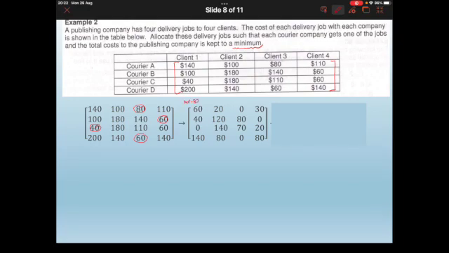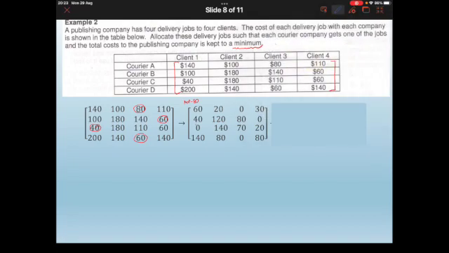100 minus 80 will give you 20, and so on and so forth. Now, take some time, think about what I have done. Alright? Here, the next bit you need to look at is the column. So, with the column, I'll use a different color.